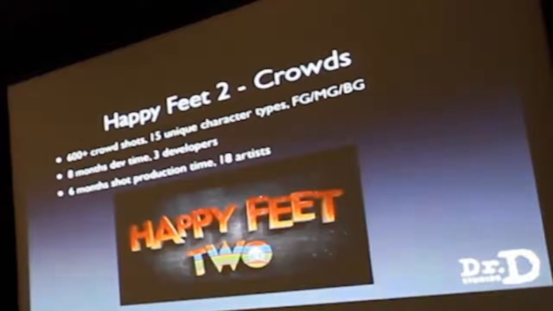Just when it comes to the task, Happy Feet 2 crowds that we've got to deal with, we have roughly 600 plus crowd shots in the movie with 15 unique character types. Crowds are not just a background noise effect. Crowds are in the foreground, midground, and background, directly around hero characters, and interacting with them as well. We had 8 months of dev time with roughly 3 developers allocated, and then initially 6 months short production time with an average of 18 months. We're actually still going at the moment.